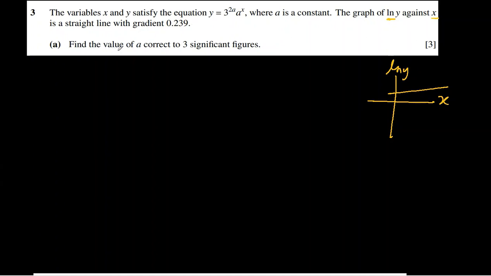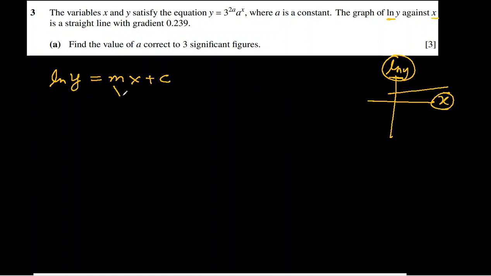Find the value of a correct to 3 significant figures. Since this is our x-axis and this is our ln y-axis, not y-axis, that means our equation y equal to mx plus c, which is the equation of a line, should be in terms of ln y and x, not y and x. So it should be ln y equal to mx plus c. This should be our format, right?